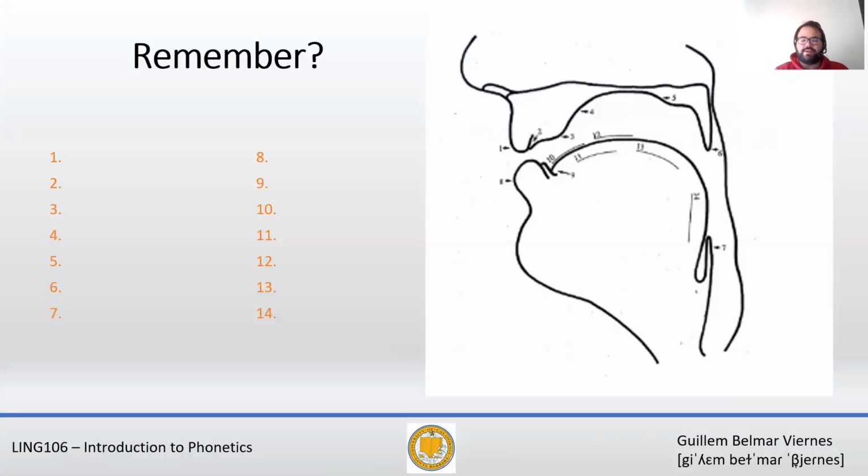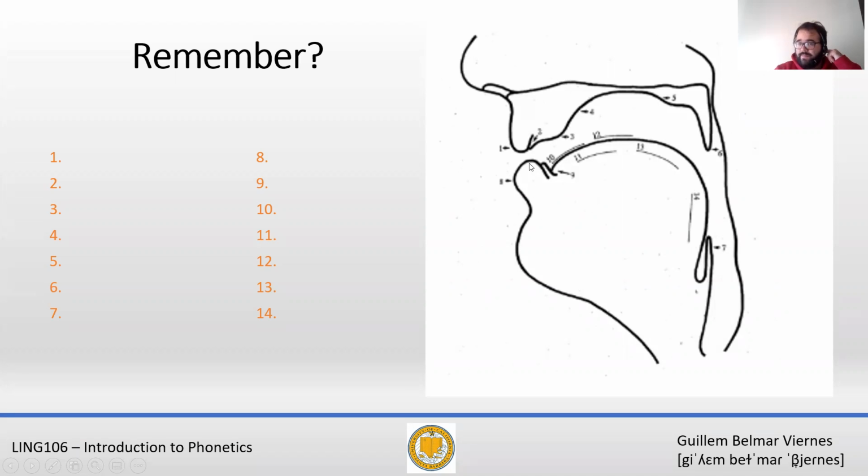Before we actually go into this, just remember the vocal tract. I'm sure that you've all seen an image like this. This is a mid-sagittal section, and we can see the articulators here. If we go in order, we have them here from 1 to 14. This goes 1 to 7 here and then 8 to 14.